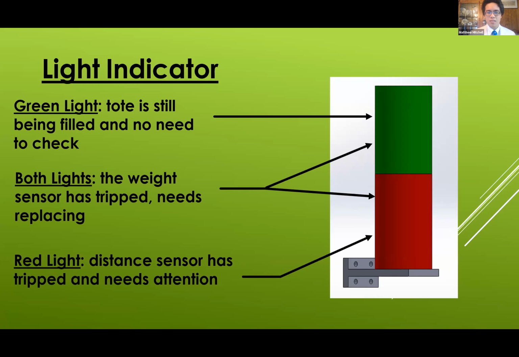And then next is our indicator for the weight sensor. Our weight sensor is indicated when both the green and the red light have tripped. And this means that a forklift driver needs to come over and remove this tote.